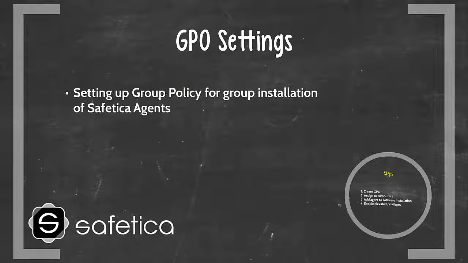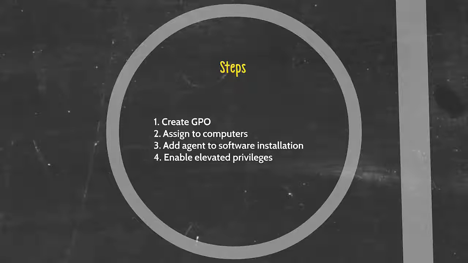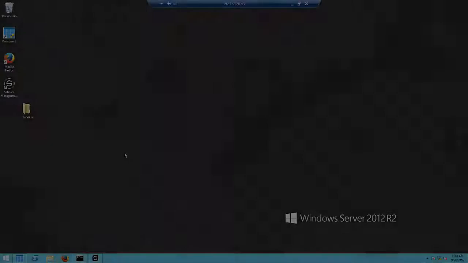For this step, you will need to log into your domain controller to set up the group policy object for the group installation of Safetica. In order to push out Safetica through a GPO, we will have to create the GPO, assign the GPO to the computers we wish to deploy Safetica to, add the Safetica agent software installation, and then elevate privileges for installation.